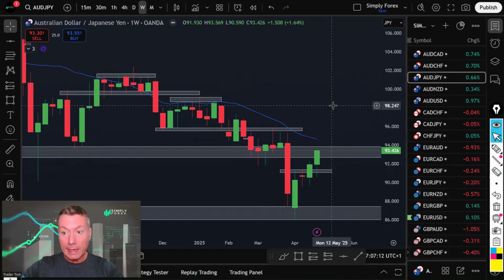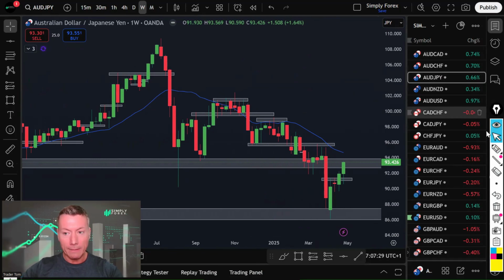Now, it is rocketing. This is the weekly chart. Buyers, buyers, buyers, buyers. And just look at that candle. That goes to show that dynamic that I just explained. But there's still no trade here because you'd be buying into resistance. There's not much room in here.